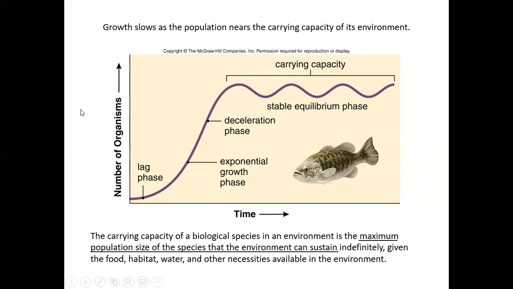So you go from lag phase, you start growing at exponential phase, your numbers are going up and up. Then you start to reach this deceleration phase. You're starting to get to the maximum carrying capacity, and you see kind of a stable equilibrium, it's called, where you get an up and down kind of maximum number of individuals. And this range here is considered your carrying capacity. That's the number of individuals that this environment can sustain.